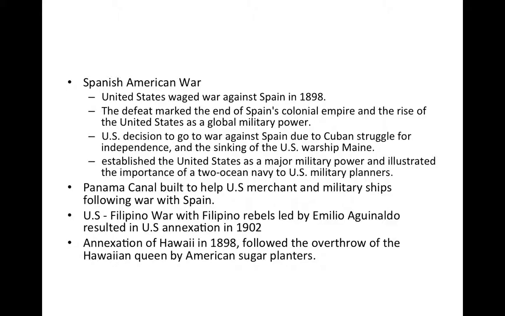Following that, we build the canal to help our military and merchant ships following the war. It was difficult to get to Cuba from, say, the Pacific. We engage in a war with the Filipinos. We're not ready to give them independence, and Emilio Aguinaldo resists that, but he loses, and we end up annexing the Philippines in 1902. And the annexation of Hawaii in 1898. Some great examples of American imperialism.